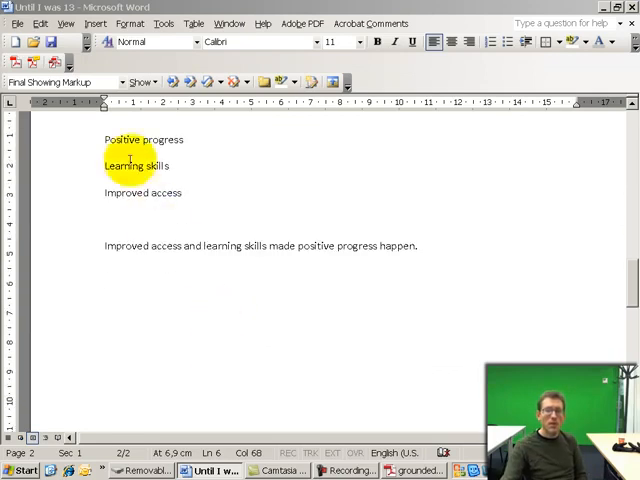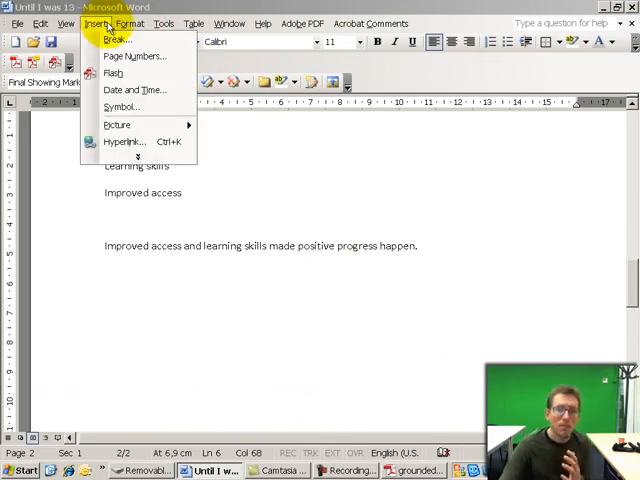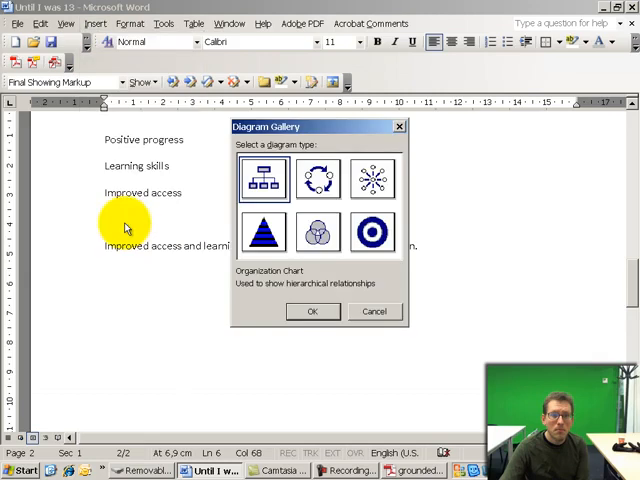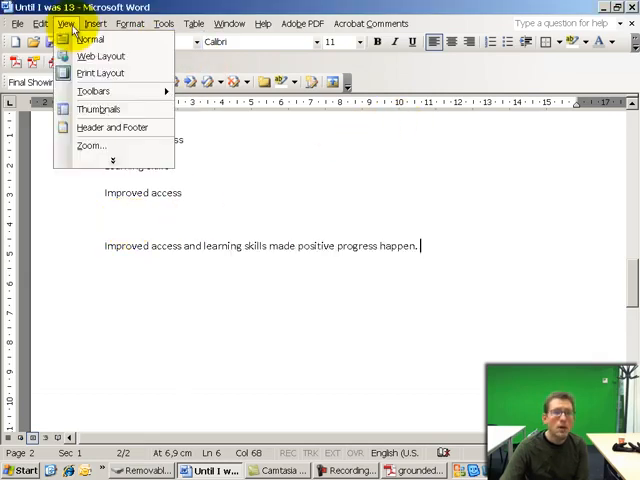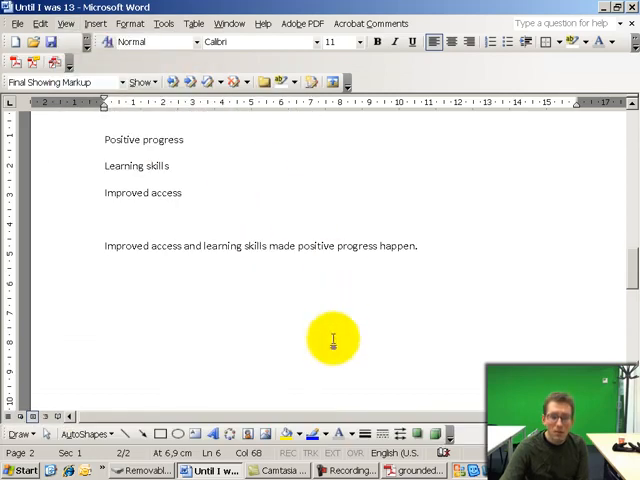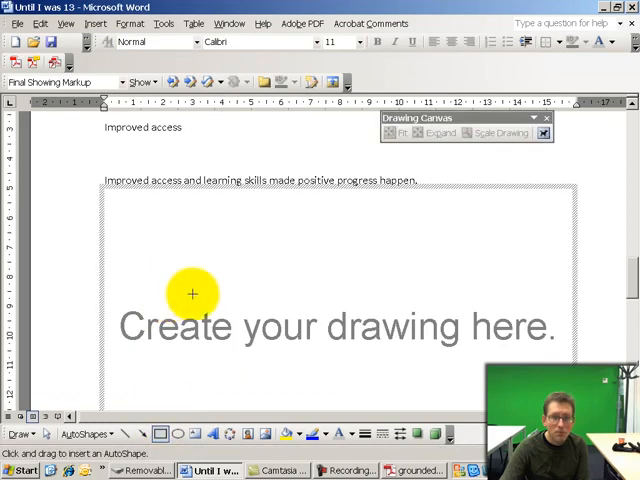And often when we do theoretical coding, we also make a visual model that shows the themes. Let me see if I can do that here. No, I don't think I want that. Let's try viewing the drawing toolbar. Rectangle.